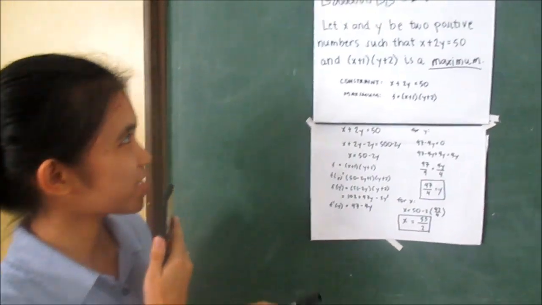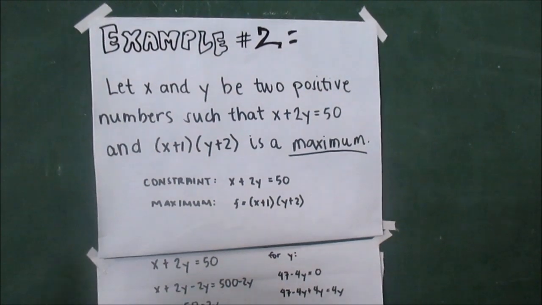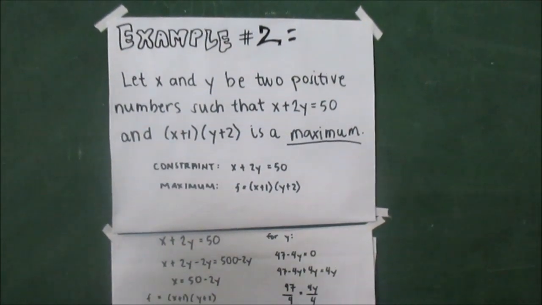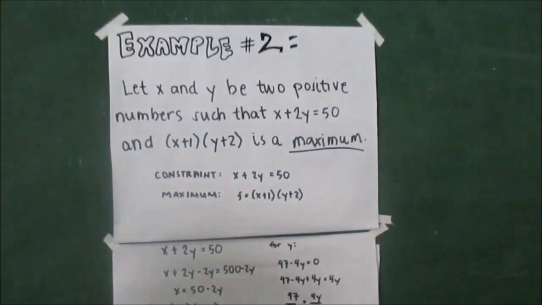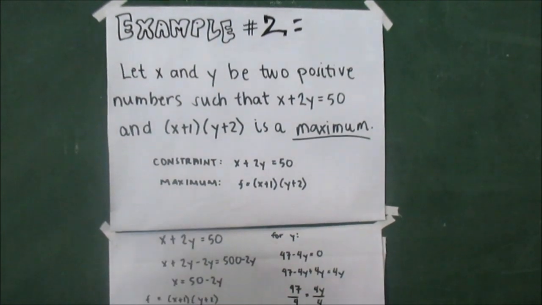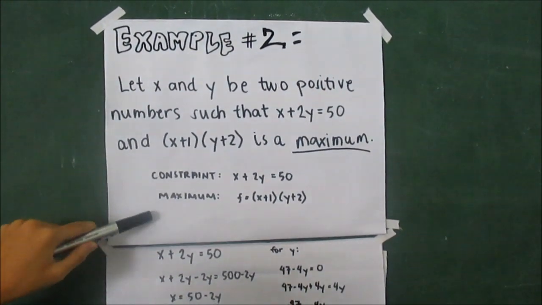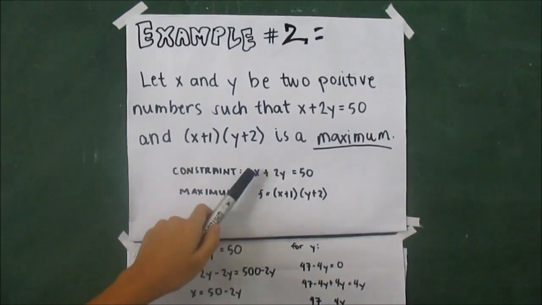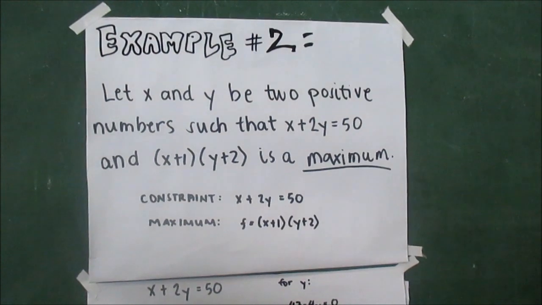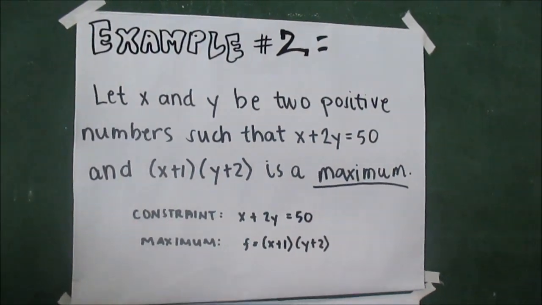And now for the next example: let x and y be two positive numbers such that x plus 2y is equal to 50, and the quantity of x plus 1 times the quantity of y plus 2 is a maximum. And now we have these two equations to use. The constraint is x plus 2y is equal to 50, and for the maximum, f is equal to the quantity of x plus 1 times the quantity of y plus 2.